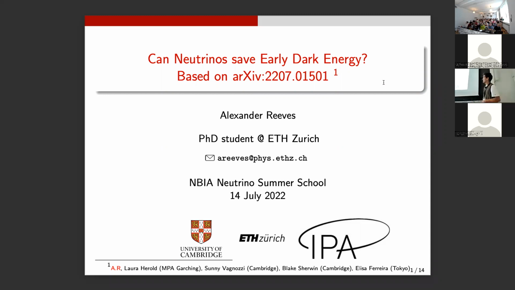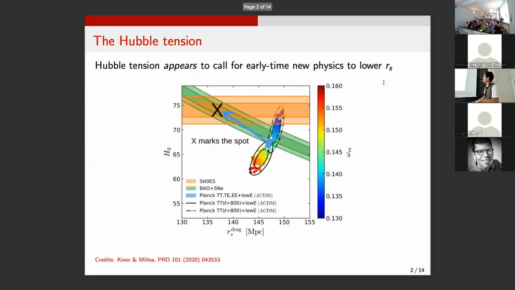Today I'm going to be talking about some work that I started in my master's thesis, and I finished up in the first part of my PhD. I'm currently at ETH Zurich. And we looked at an early dark energy model, which has been proposed as a solution to the Hubble tension. So firstly, what is the Hubble tension?